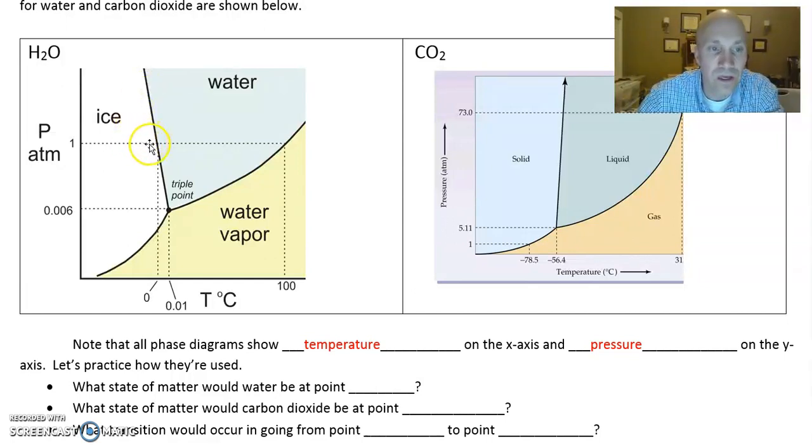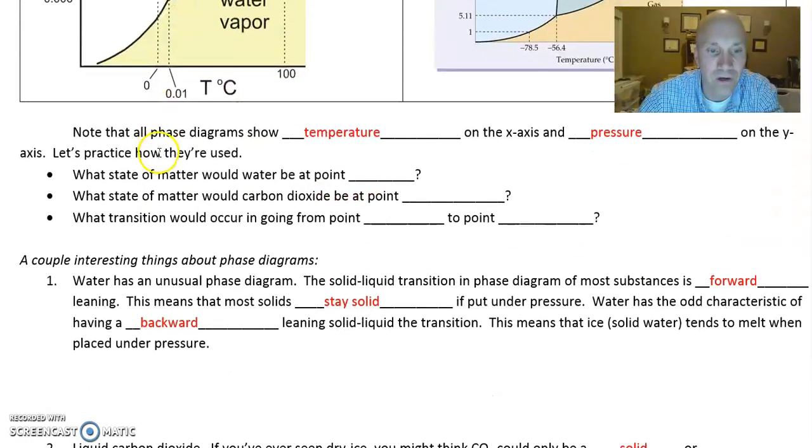So one thing, what this means is that with water, if you put solid water, aka ice, under a lot of pressure, you can actually cause it to melt. All right, you're not melting it because you're heating it. You're melting it by putting it under pressure, and under that certain combination of pressure and temperature, it would exist in its liquid form. All right.